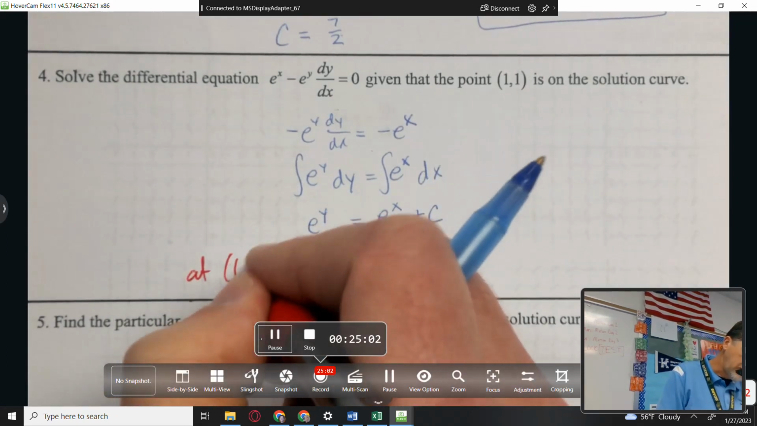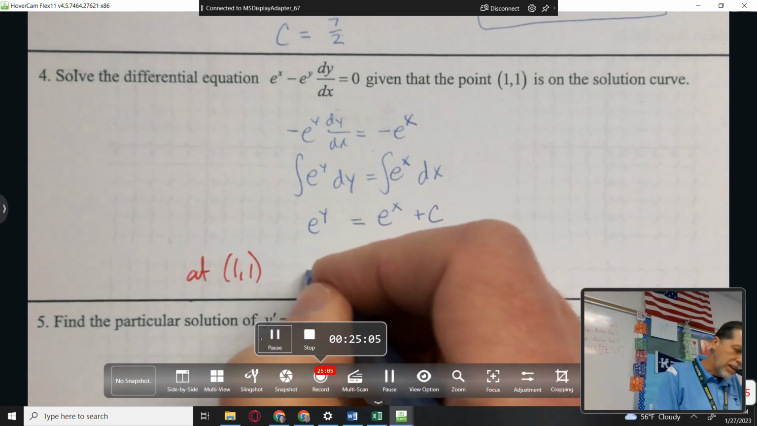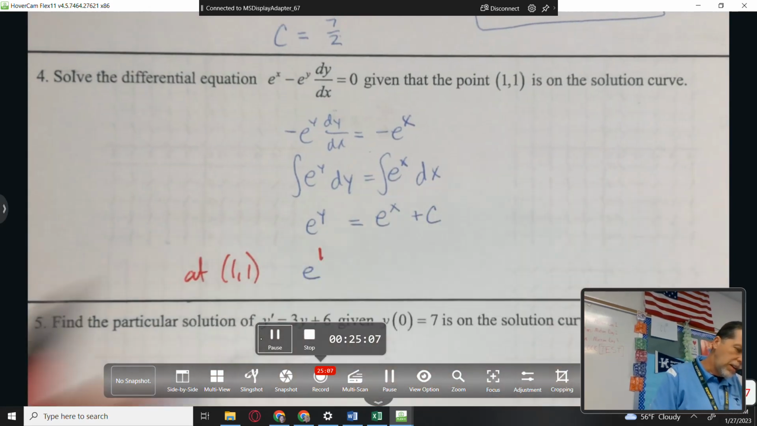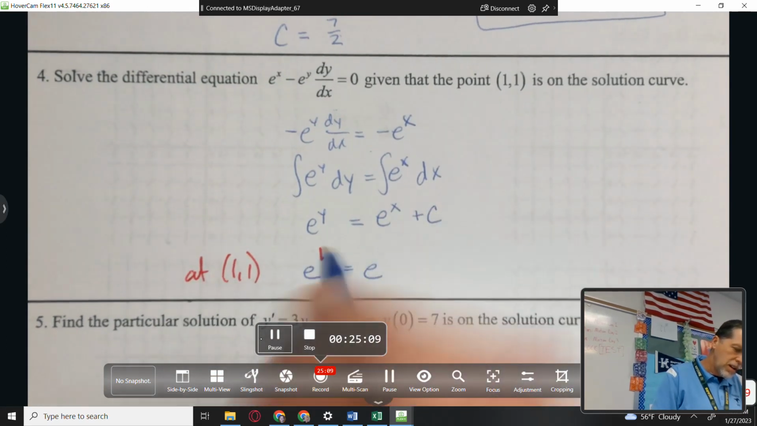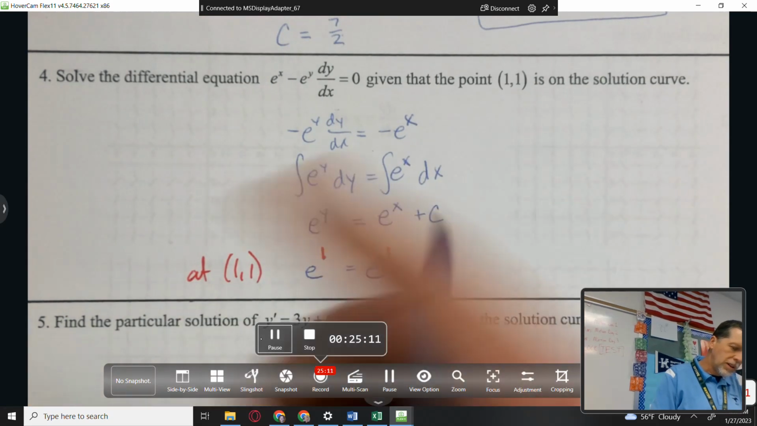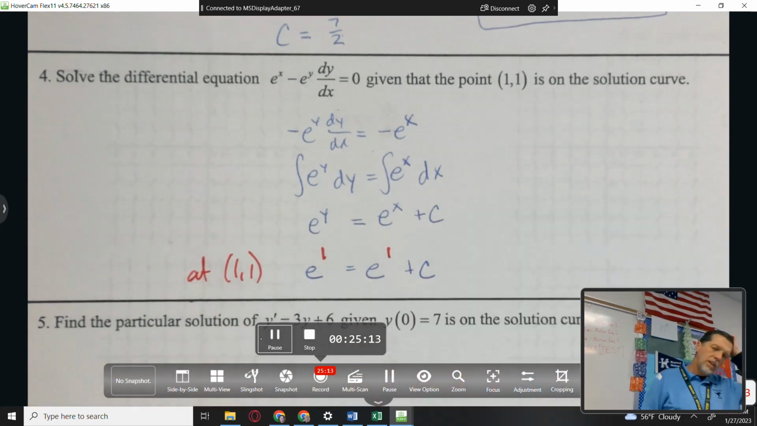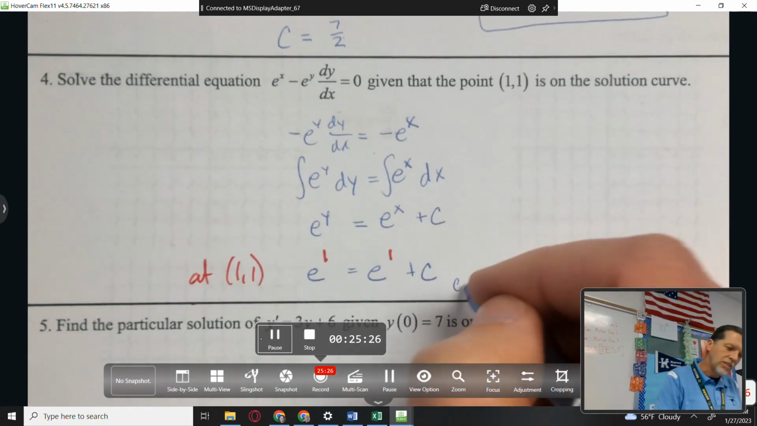So at 1, 1, e to the 1 equals e to the 1 plus c. Well, even if you're not super familiar with e, I bet you can figure out what c is. It's got to be 0. So c equals 0.